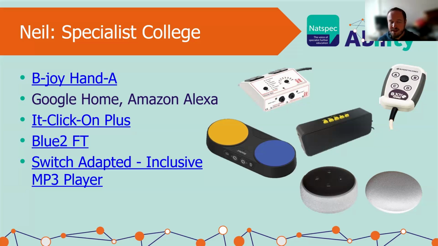I've then got the It Click On Plus, and this is more for cause and effect or environmental controls. So this is the one at the top left, and it's a white box with a series of different functions and 2 plug sockets there with 2 switch adapters. So the idea is that you'll hit a switch and then a device will turn on. And that could be something fun, it could be something practical. It's really up to how you want to use that.